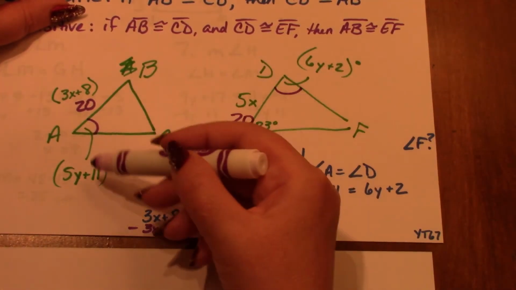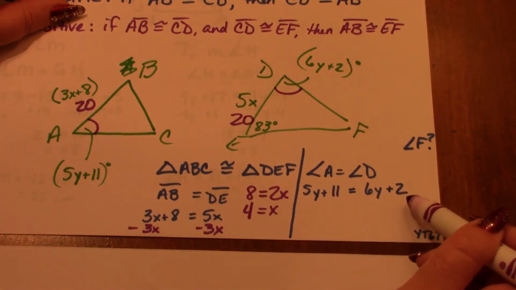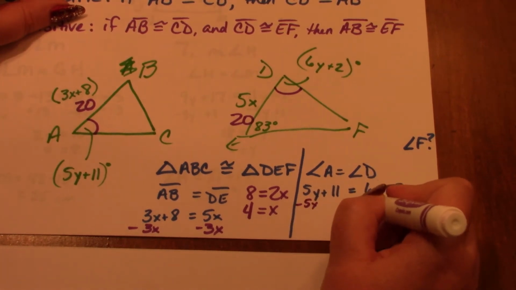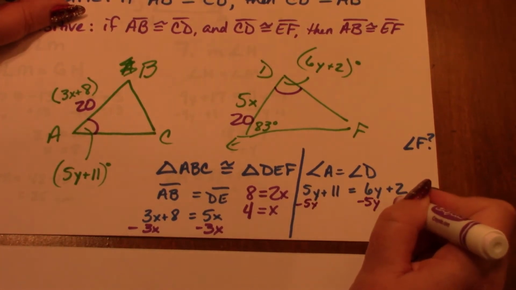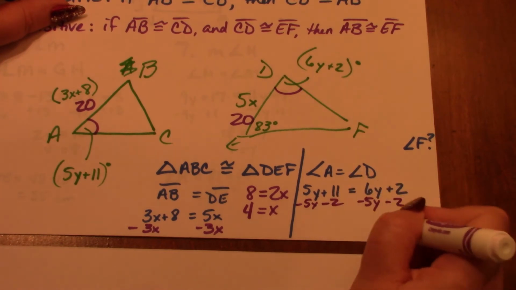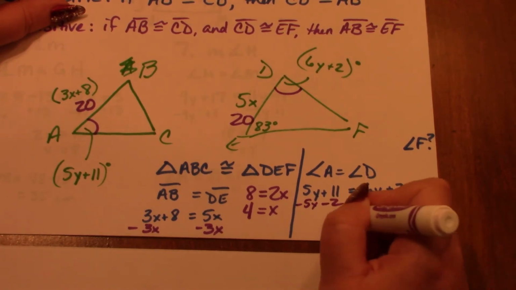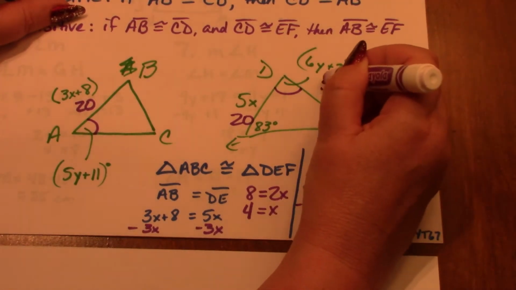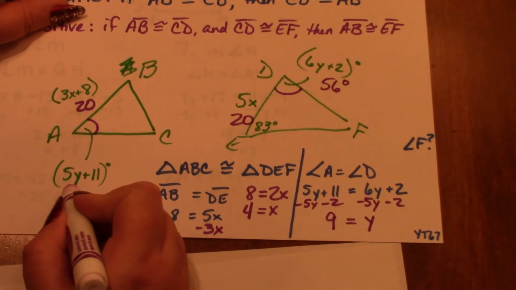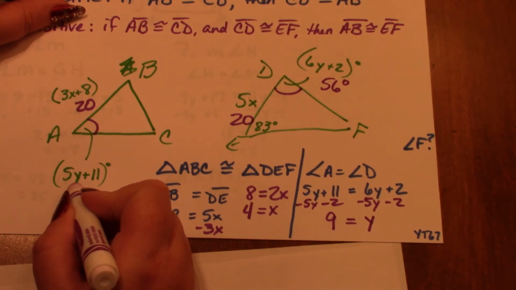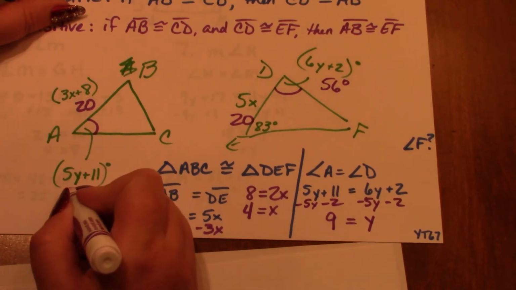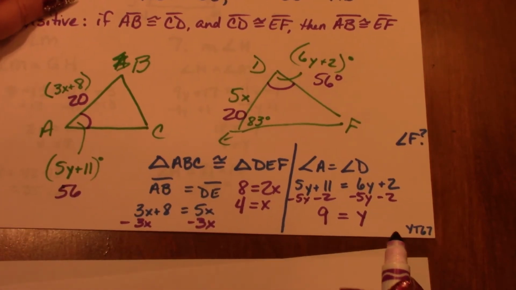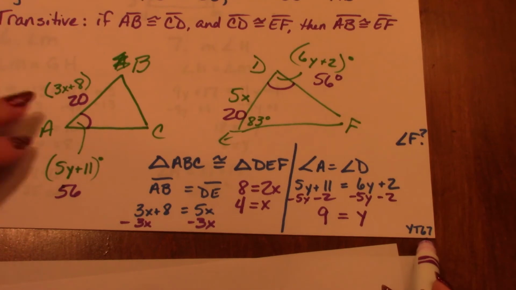If these two are the same, we can put these two equal to each other, and we can solve for y. Minus 5y, minus 5y, minus 2, minus 2. So we learned that y equals 9. And then we can stick that in here. 54 plus 2 is 56 degrees. 9 times 5 is 45 plus 11 is 56. Works both places. Try your turn number 6 and 7.